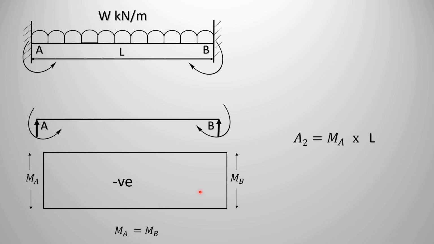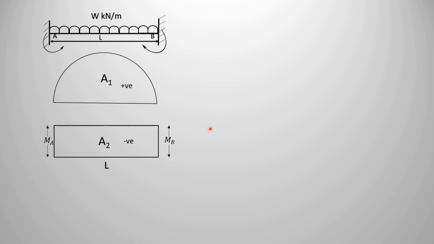What is the area of this rectangle? A2 is equal to MA times L, or you can also take MB times L. Just now we have found these areas. A1 is due to the simply supported case and A2 is due to fixed end moments. Now you have to equate these areas. A1 is equal to A2. Why do you have to equate these areas?